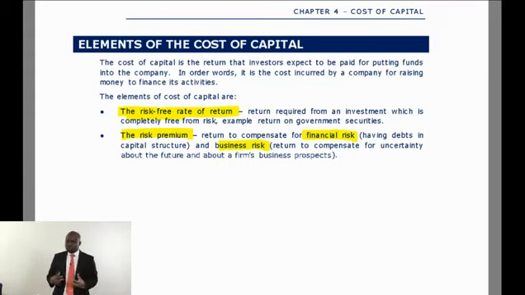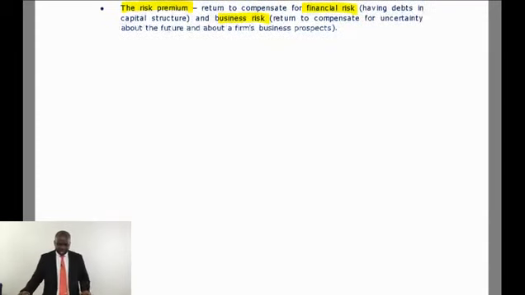So as we're going to be seeing in the near future, everything that we're going to be talking about in cost of capital, we're going to be mentioning business risk, financial risk, because they are the key issues in determining the cost of capital appropriate for a particular project. Therefore, the elements are the risk-free rate plus a return to compensate for both business and then financial risk.